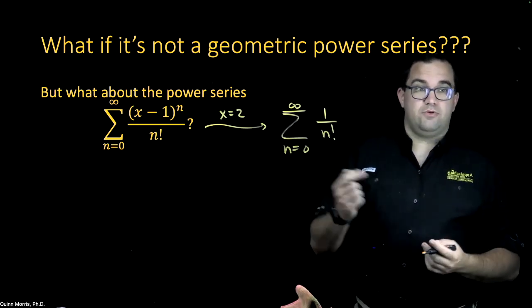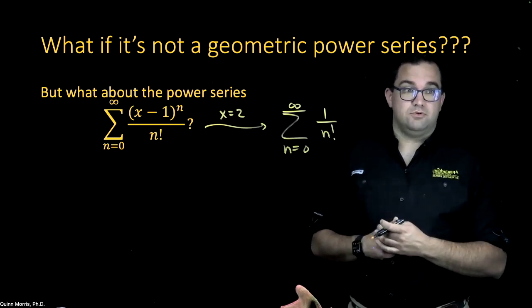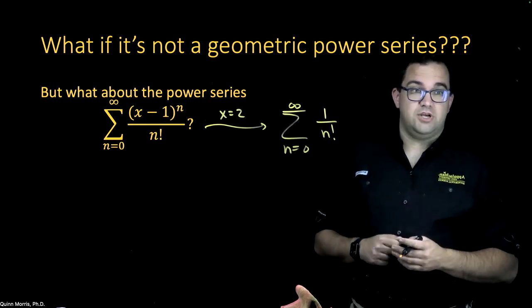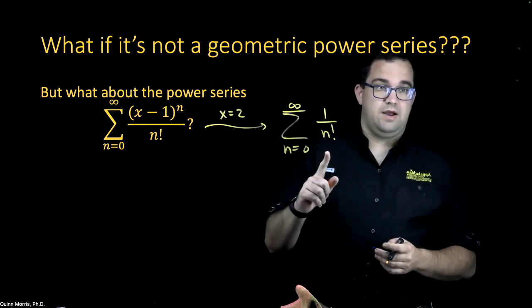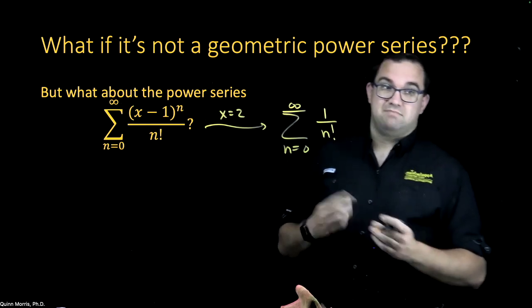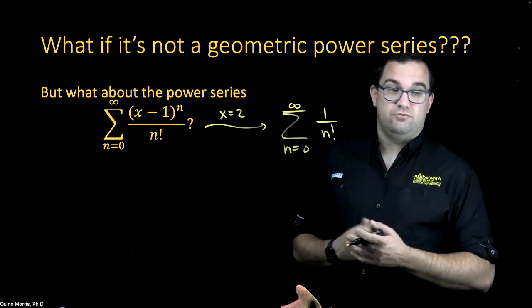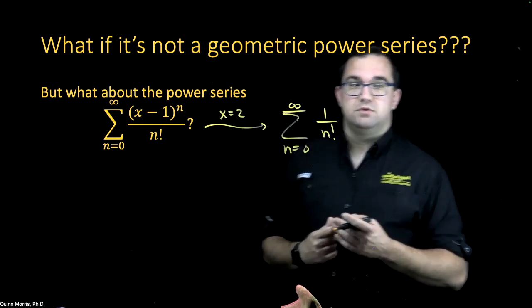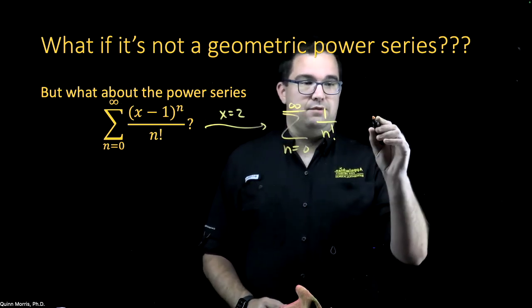How would you determine whether or not this series converged or diverged? Well, you'd probably use the ratio test, right? You see a factorial there. The ratio test plays really well with factorials. I'd probably try the ratio test. Okay, so if I were going to do that, what would I need to do?